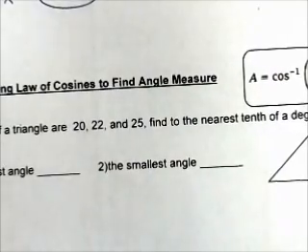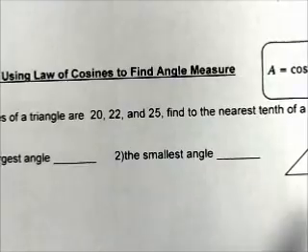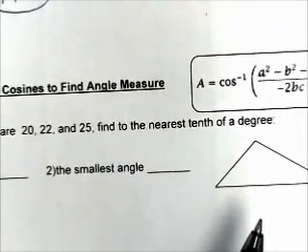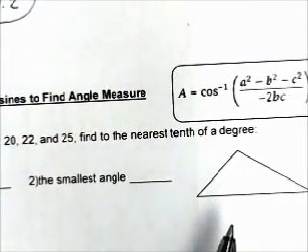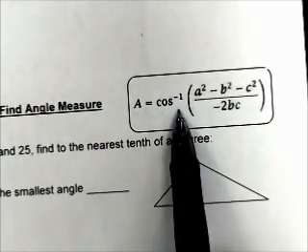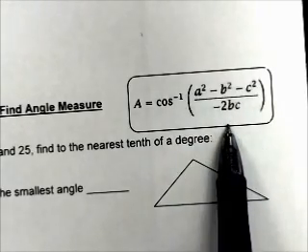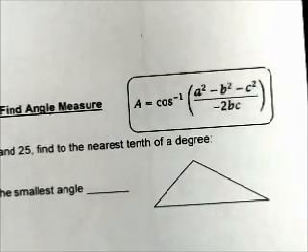Now, what if we want to find an angle measure? All right, using law of cosines to find angle measures. The angle is going to equal the cosine inverse of this. I'm not going to have you memorize that. What I do is just substitute into law of cosines and get the angle by itself before you go to the calculator.